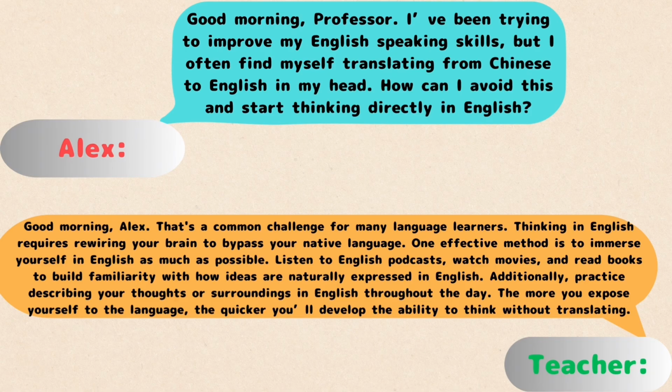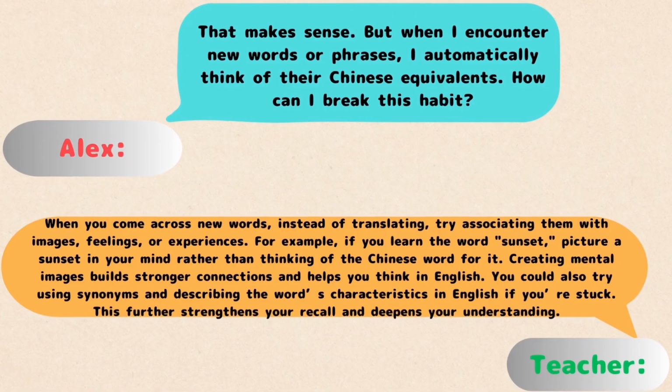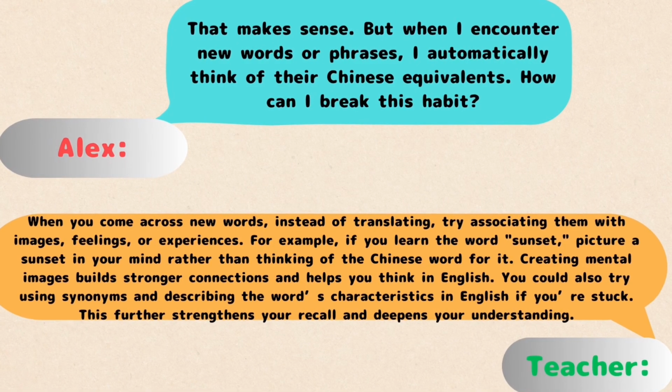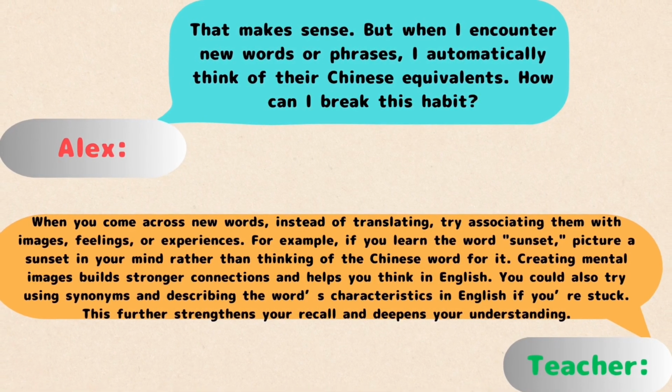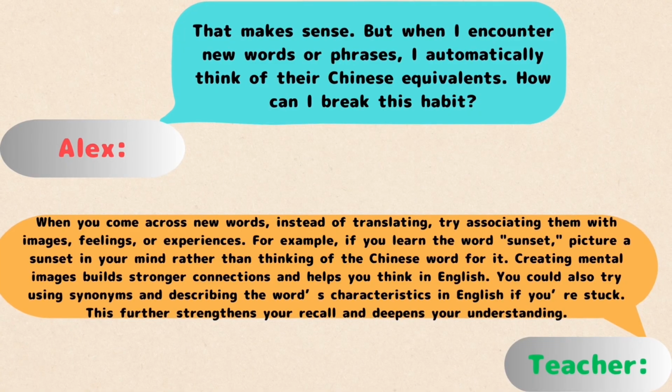Additionally, practice describing your thoughts or surroundings in English throughout the day. The more you expose yourself to the language, the quicker you'll develop the ability to think without translating. That makes sense. But when I encounter new words or phrases, I automatically think of their Chinese equivalents. How can I break this habit?